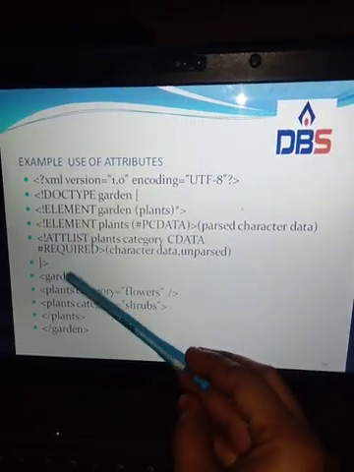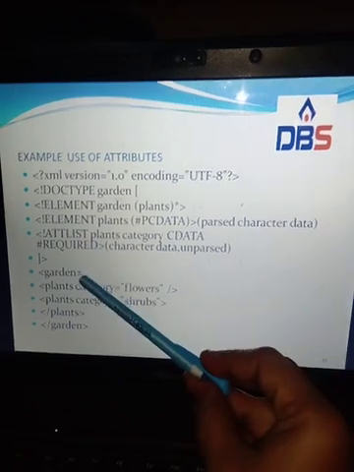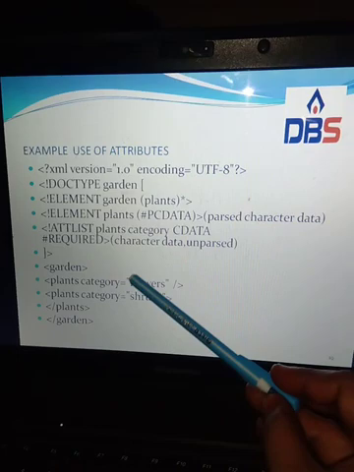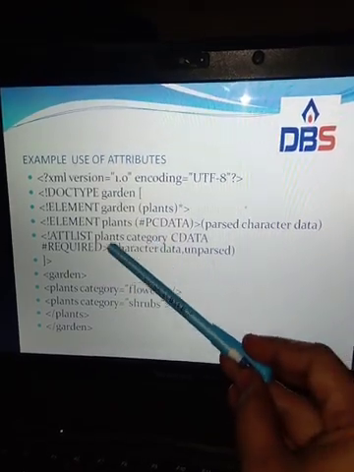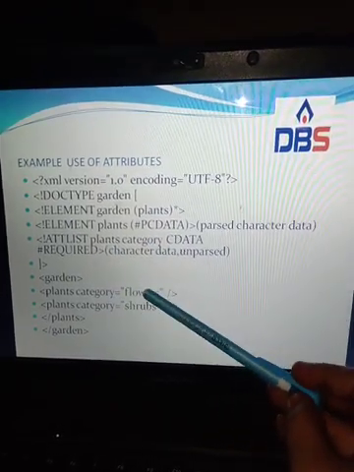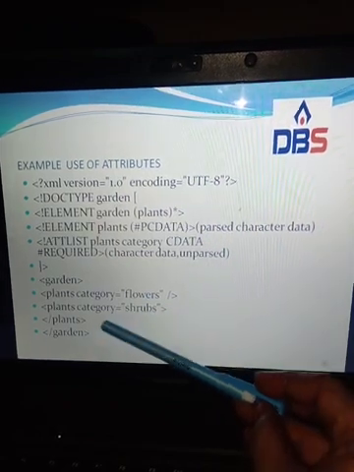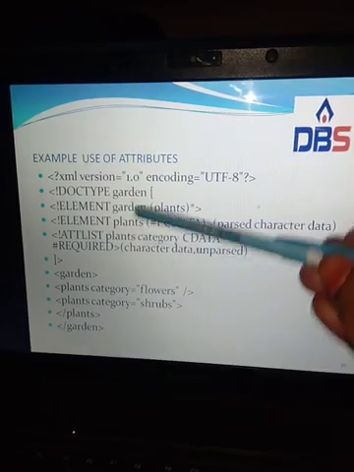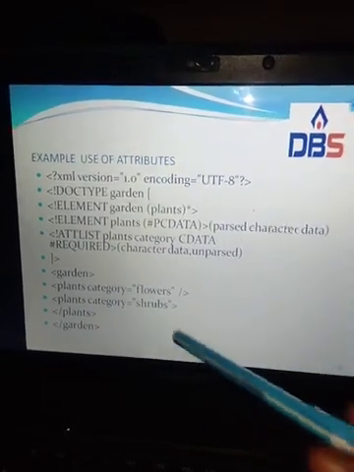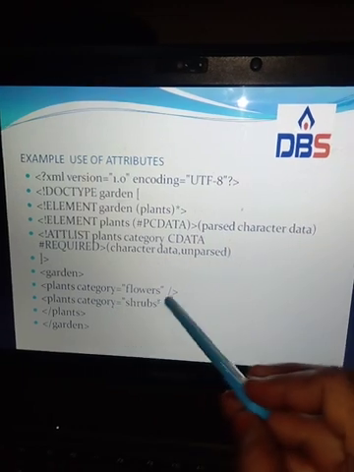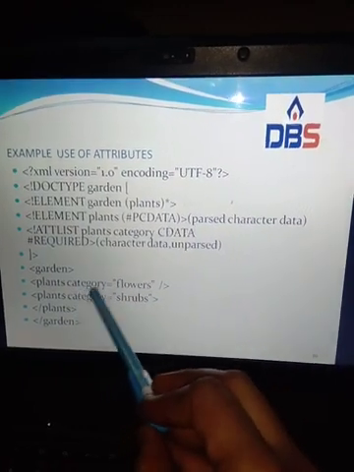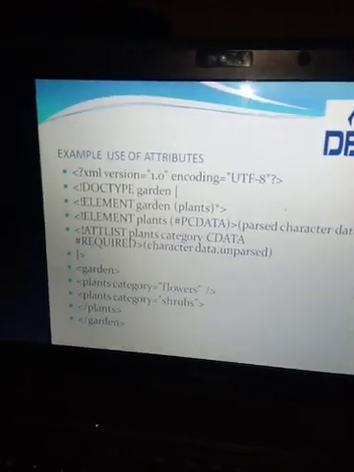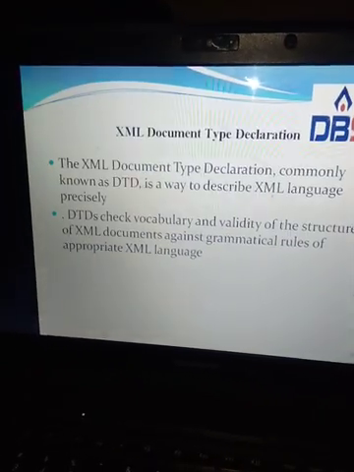Next, in that we define garden. In that garden, plants category equal to flowers, meaning different types of plants in the garden. Plants category is flowers plants and shrubs plants. The plants tag is closed, after that the garden tag is closed. This is the attribute. An attribute is a name-value pair. Here the name is plants category, the value is flowers. This is an example use of attributes.